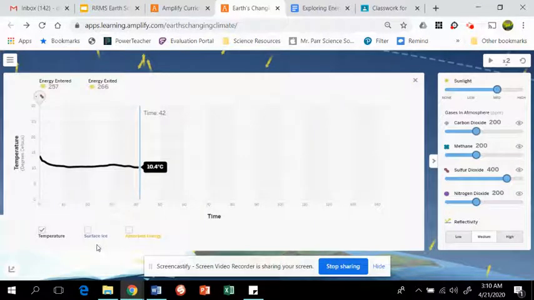Okay, so temperature actually decreased. Surface ice increased.